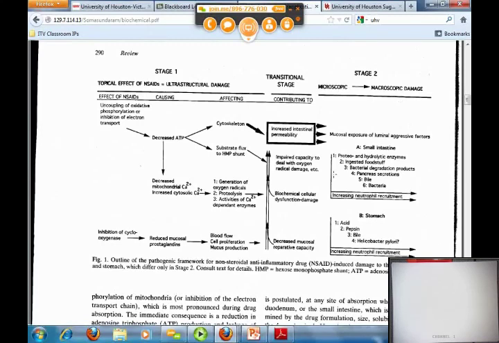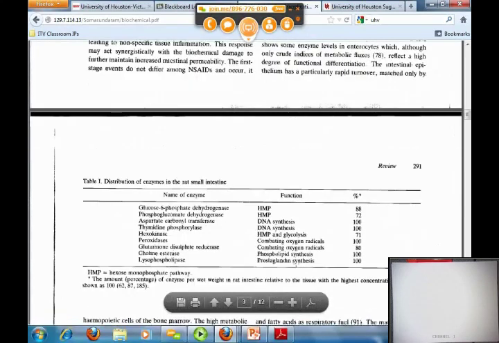So this is the mechanism which I put forward in 1992, and the people didn't believe it at the time. And then after that, we proved this hypothesis with different experiments, and they accepted this paper in the Scandinavian Journal of Gastroenterology and other journals. So this is one of the interesting papers.